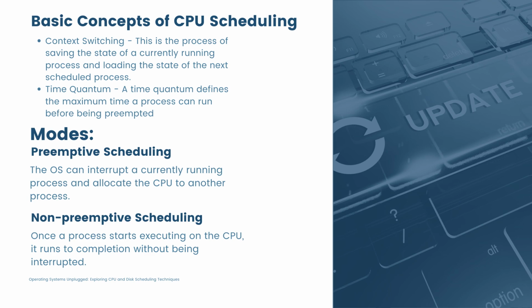This is where time quantum can be used, where it sets a running time for each process before it gets preempted by another, whether it is finished or not. Non-preemptive scheduling, on the other hand, is much simpler because it lets the process currently running run until completion before it loads and runs another process.